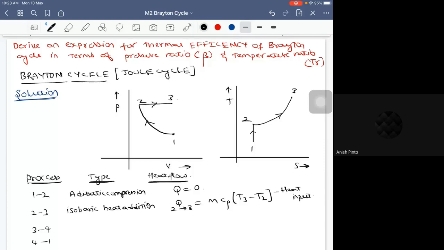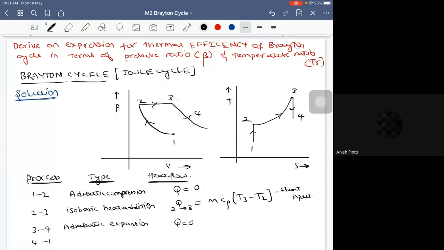Okay. Next, again, 3 to 4 is your adiabatic expansion. So 3 to 4 happens your adiabatic expansion like this. So I can just write it as adiabatic expansion. So this particular adiabatic expansion, again, because it is adiabatic, it is 0. Since it's adiabatic, it is isentropic, so it is a straight line in case of a TS diagram there. 3 to 4.